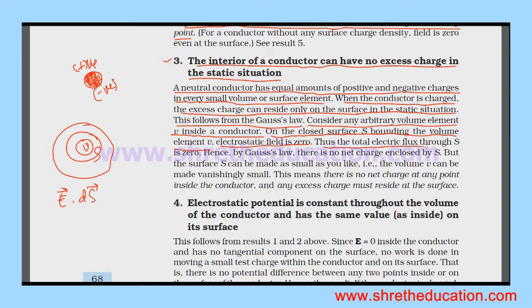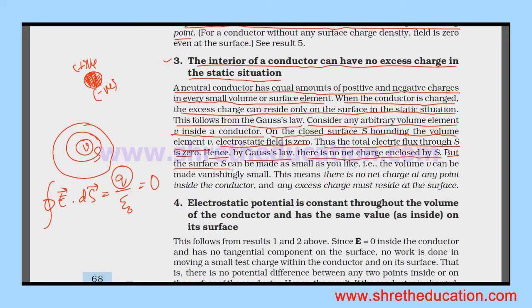Thus the total electric flux through S is 0. The flux of E dot dS is zero, so q by epsilon naught is 0, because the electric field is 0. Hence, by Gauss's law, there is no net charge enclosed by S.